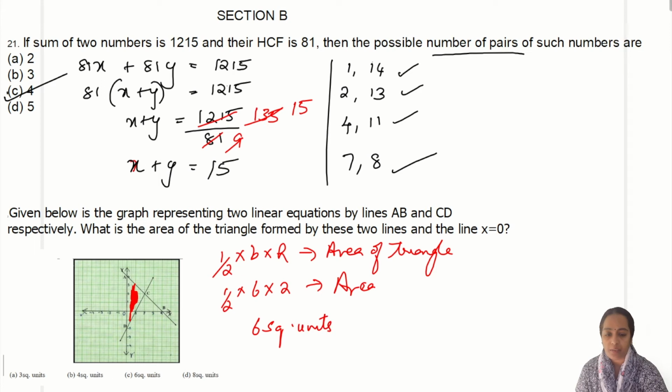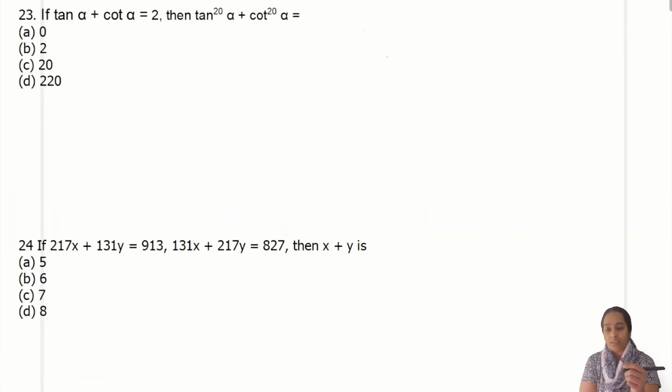6 square units is the area of the triangle formed by the two lines AB and CD given in the graph and the line x equal to 0. X equal to 0 is nothing but your y-axis itself. So this is option C. So this is your 22nd question. Now we are moving on to the 23rd question. The question says, if tan alpha plus cot alpha equal to 2, then tan to the power 20 alpha plus cot to the power 20 alpha is asked in the question.